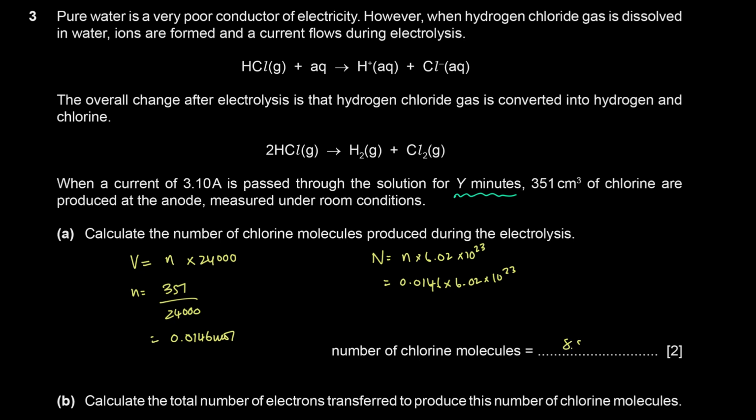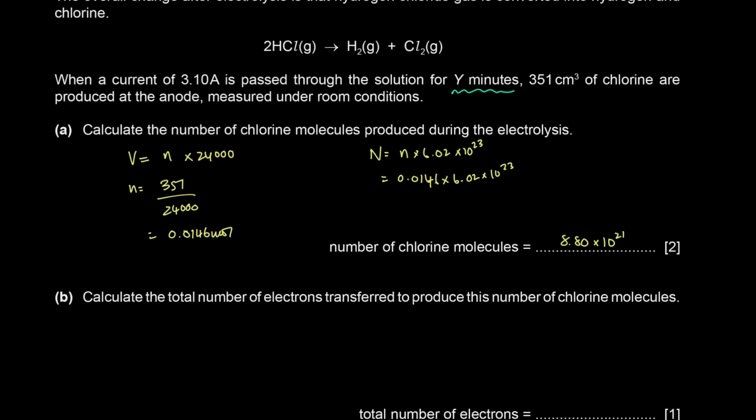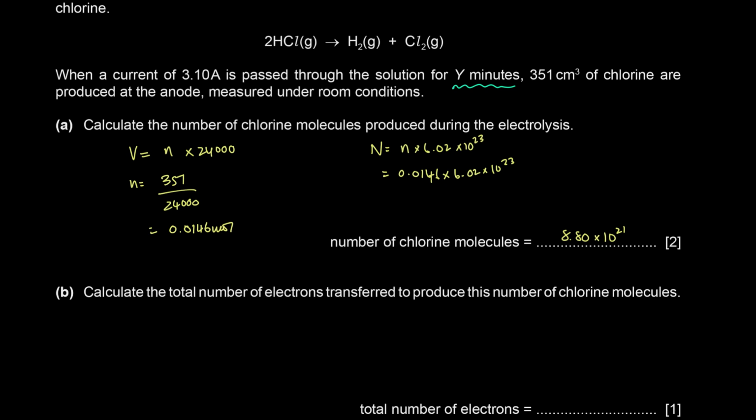You get 8.80 times 10 to the power of 21 molecules of chlorine. Calculate the total number of electrons transferred to produce this number of chlorine molecules. If we look at the half equation, we have Cl minus forming Cl2 and releasing electrons. If you balance this, you have 2 of these and therefore 2 electrons. So for every 1 chlorine molecule, 2 electrons are produced.